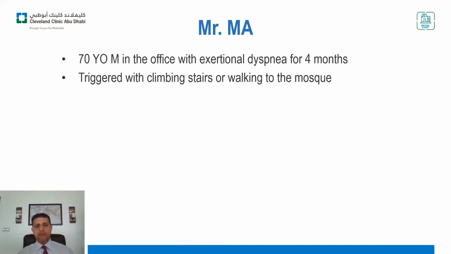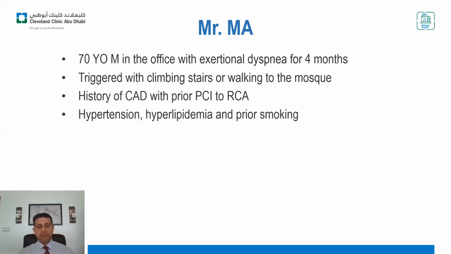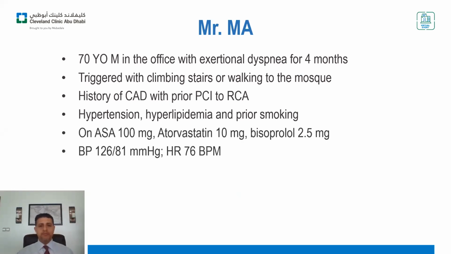Let's start off with the case of a 70-year-old male who presented to the office for evaluation of exertional dyspnea, typically triggered when he climbs stairs or walks to a nearby mosque. His symptoms are similar to what he experienced several years ago when he required PCI to the right coronary artery. He has a background of hypertension, hyperlipidemia, and is a prior smoker. He's compliant with his medications, including low-dose aspirin, atorvastatin, and bisoprolol. His blood pressure in the office was 126/81, and his heart rate was 76.